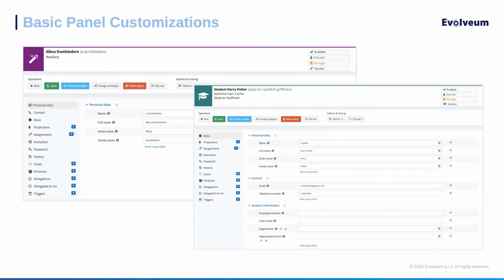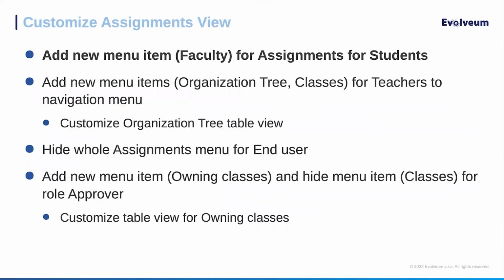All these examples were mostly about customizing the basic user panel and adapting the details navigation menu to your requirements. Another set of examples will be mainly about customizing the assignments view. Let's start with the first of them, with adding a new menu item faculty for assignments for students.